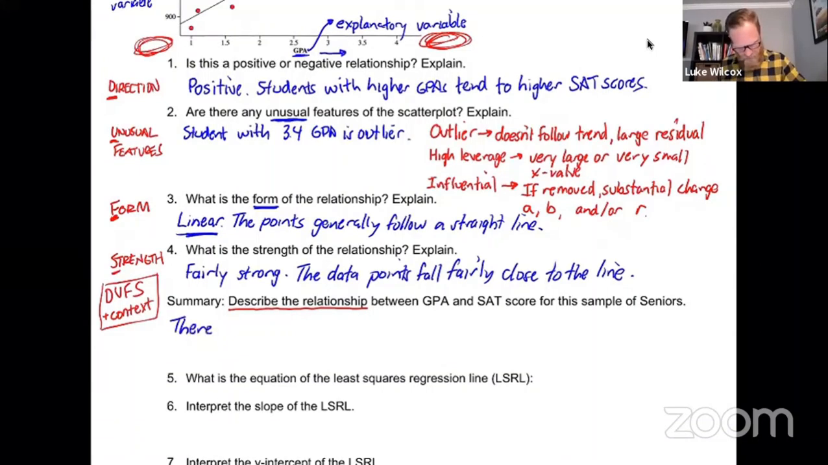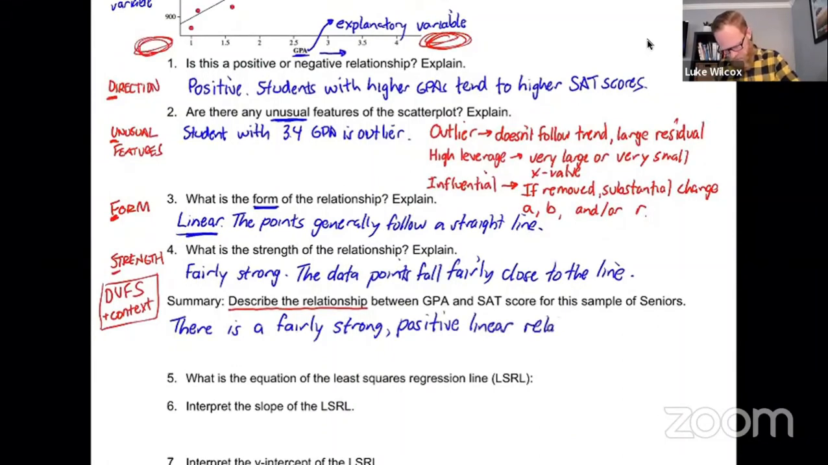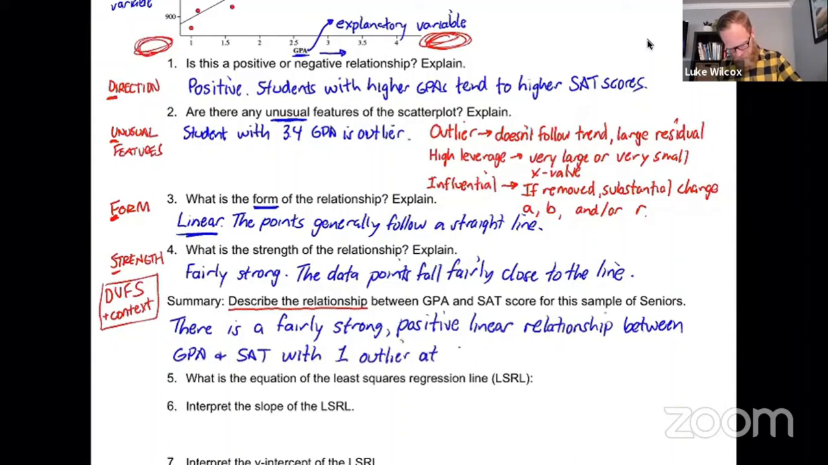Describe the relationship between GPA and SAT. There is a fairly strong, positive, linear relationship between GPA and SAT with one outlier at a GPA of 3.4. There's my nice, neat, concise sentence.